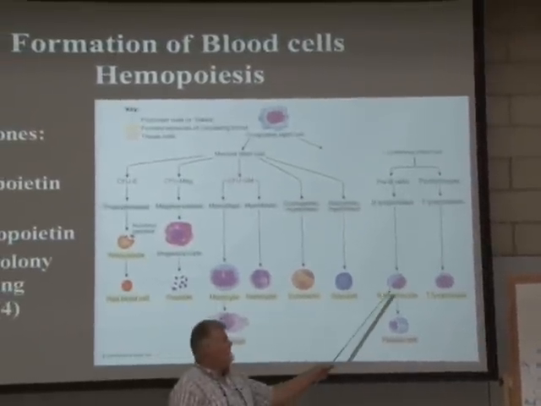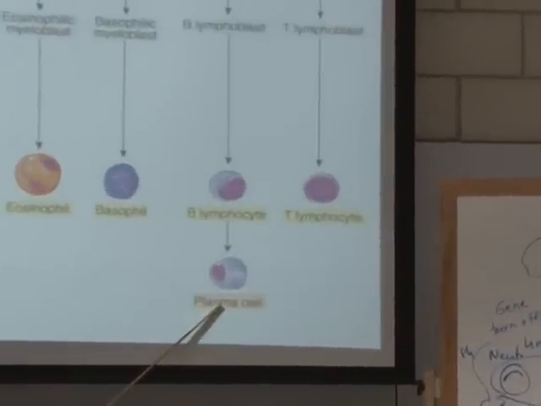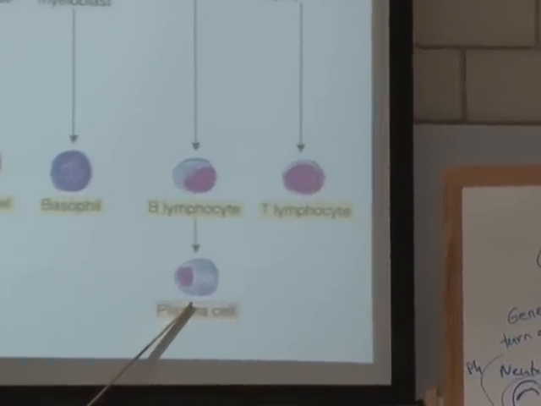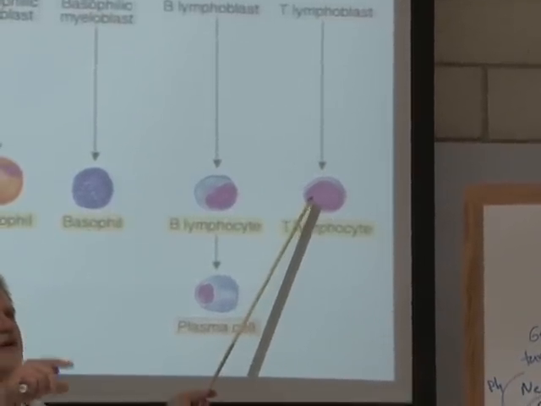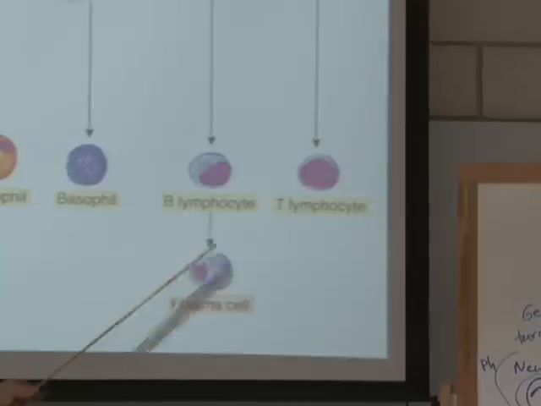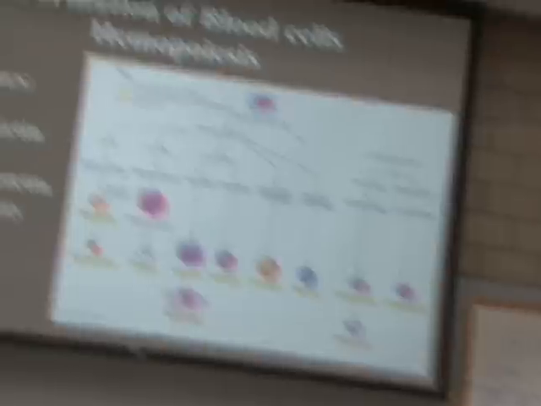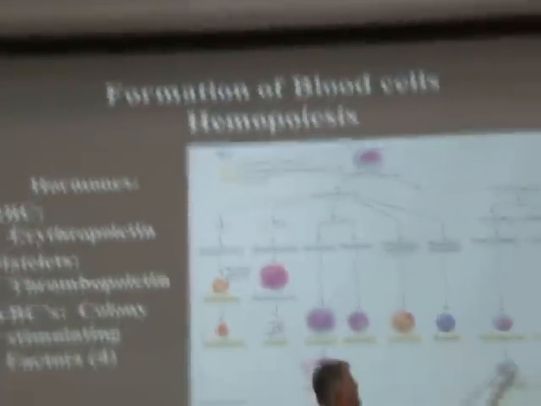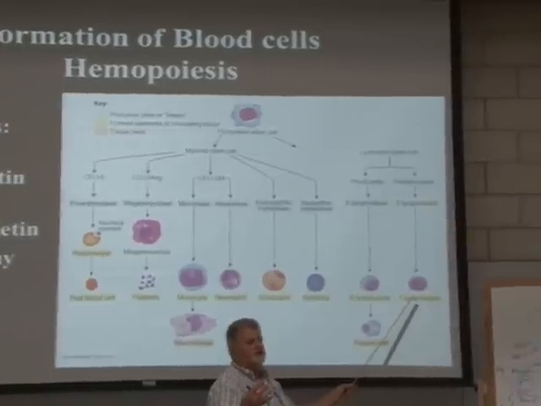And then if B lymphocytes migrate out of the cardiovascular system, they become plasma cells in connective tissue. And then T lymphocytes can convert to T killer cells and a couple of other cells. So these cells have some conversions. So it's the lymphocytes that are the ones that reject tissue, so in transplants.